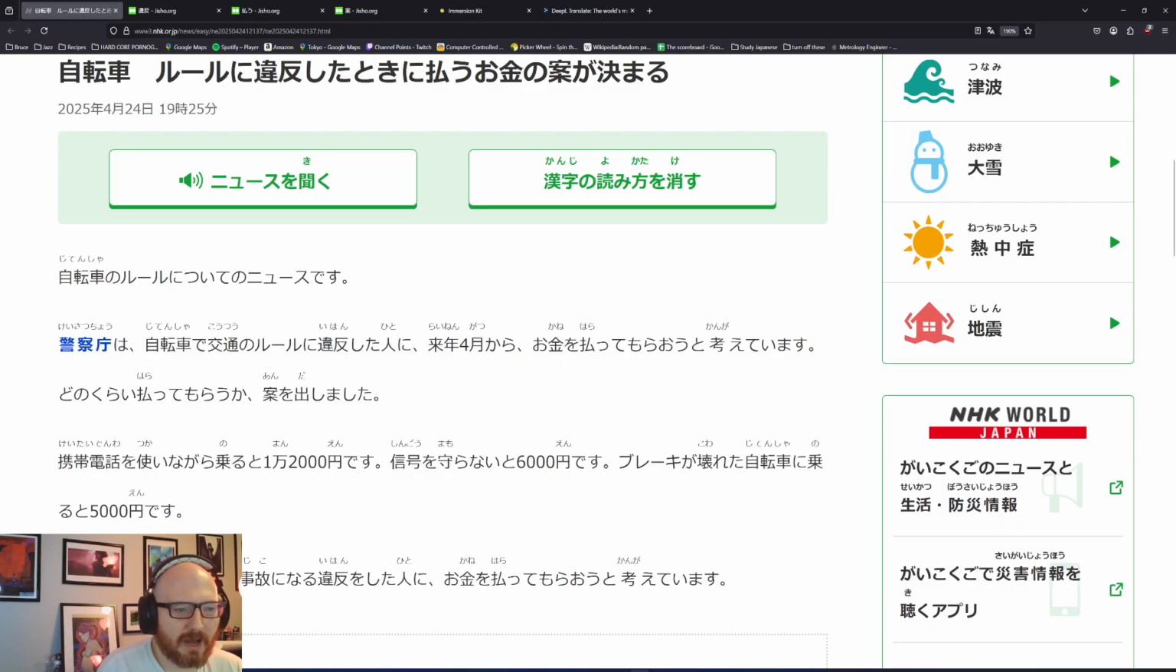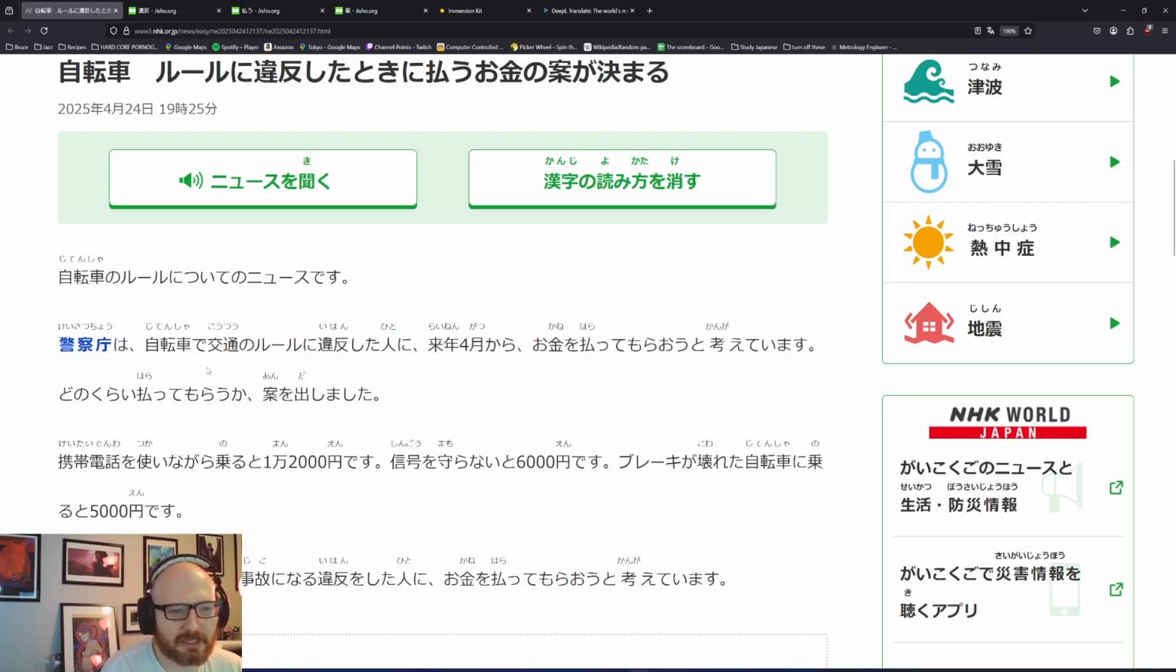So violation was ihan, right? Yeah, violation. Violating what? So ni is pointing at the action of this ihan shita. So ihan shita hito, people that violate. What are they violating? Rules. Ruru ni ihan shita hito.